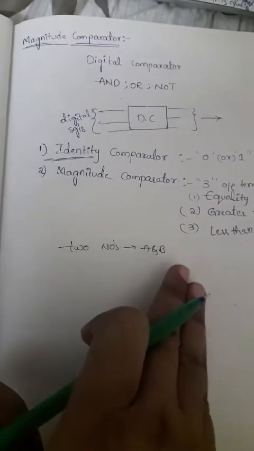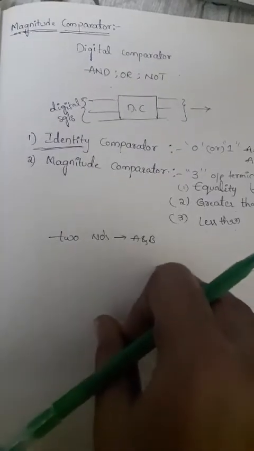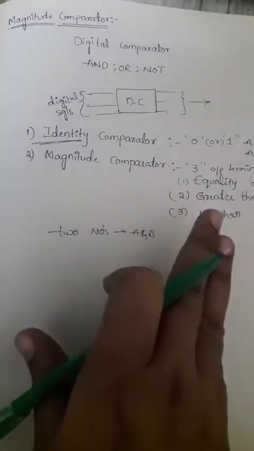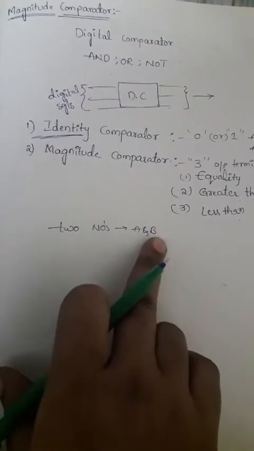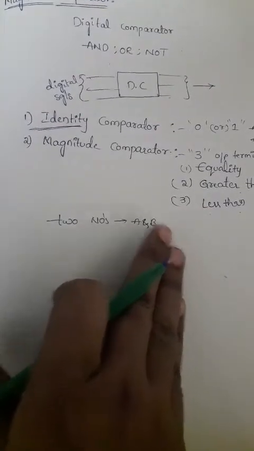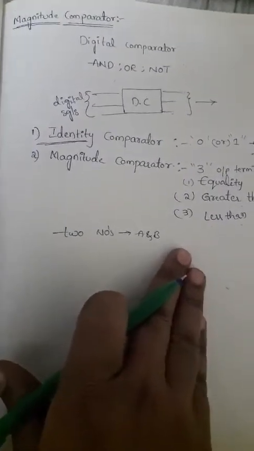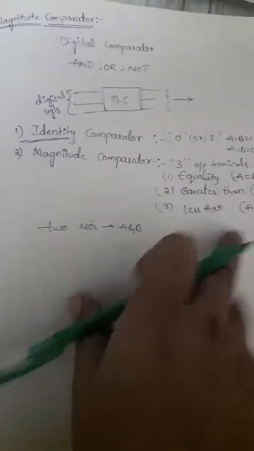So what is the magnitude comparator? A magnitude comparator is a combinational logic circuit that compares two numbers. I can consider the two numbers as A and B. It compares the two numbers and determines their relation: equality, greater than, or less than.